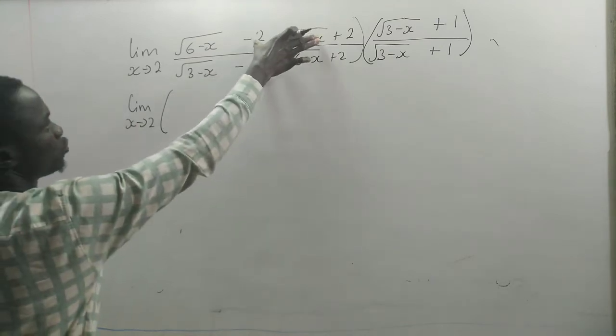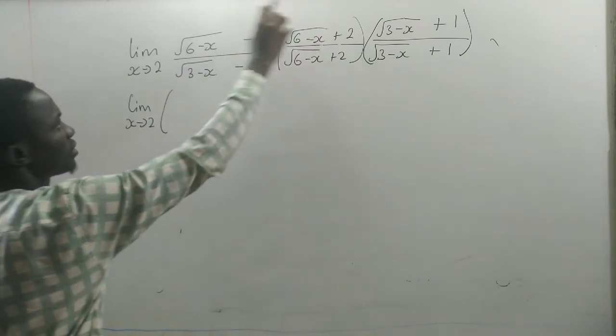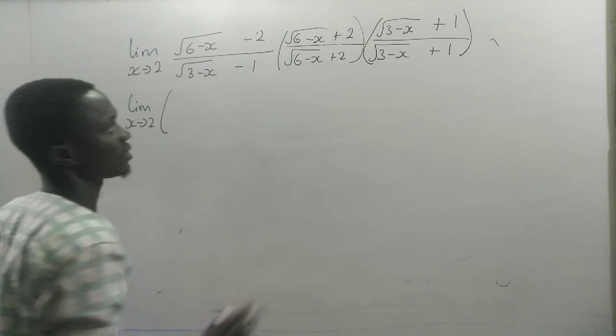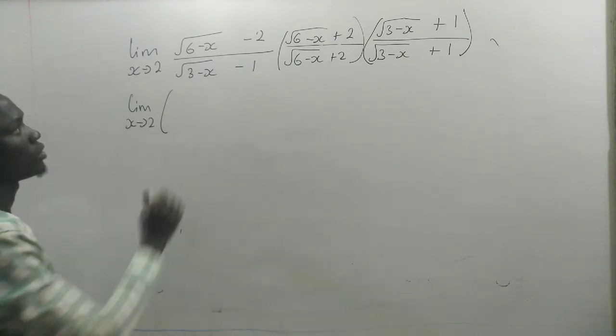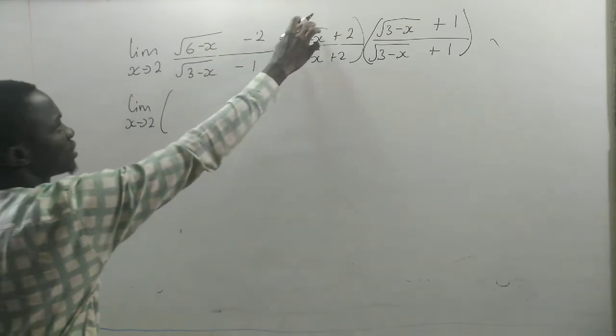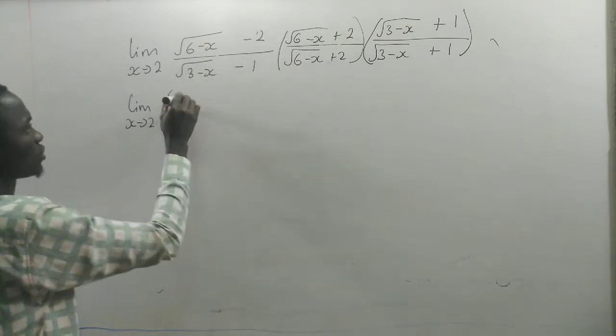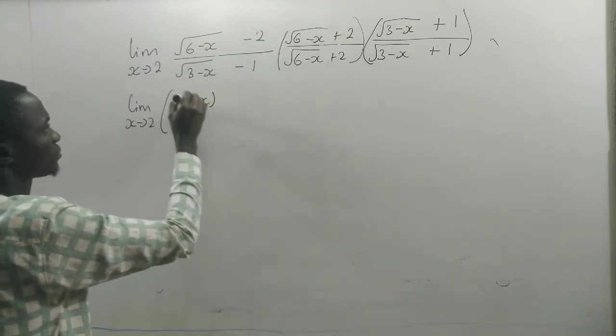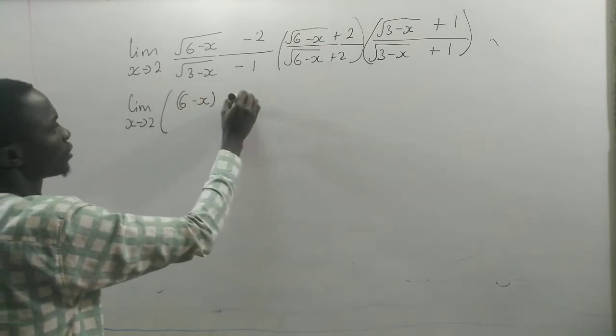This is a difference of two squares, so I'll just multiply the first by the first, and the last by the last, because the middle term will become 0. So here I'm going to get root of 6 minus x times root of 6 minus x, which gives me 6 minus x, minus 4.